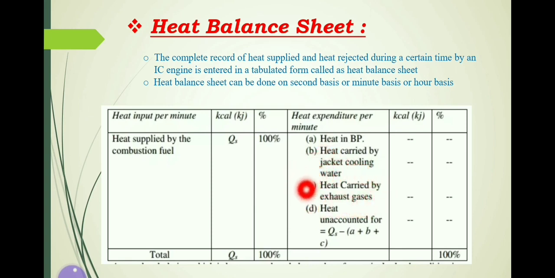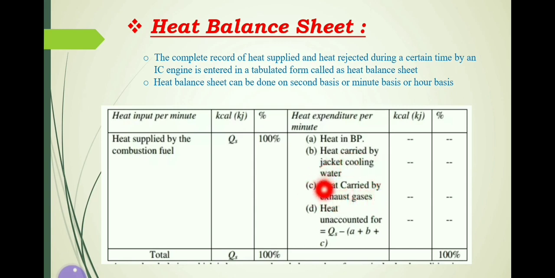As well as the third one, heat carried by the exhaust gases. Here again we have to use the same formula, mCp delta T. Here we have to consider the mass of the gases which will carry the energy, the Cp of that gas, as well as the temperature difference of the gas. By using this formula, we are able to find out the heat carried away by the exhaust gases.